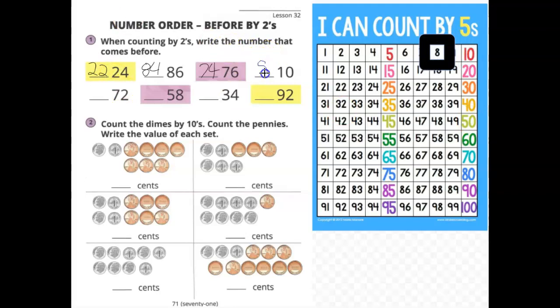All right, push pause and do the next 4 by yourself. 1, 2, 3, 4. Do those ones by yourself, and then come back when you're ready to do number 2 with me. So push pause and do those 4. All right, if you're ready to go on, that means you have those ones done.